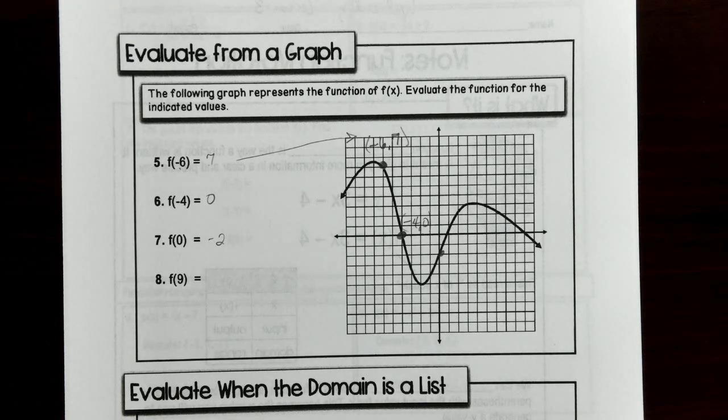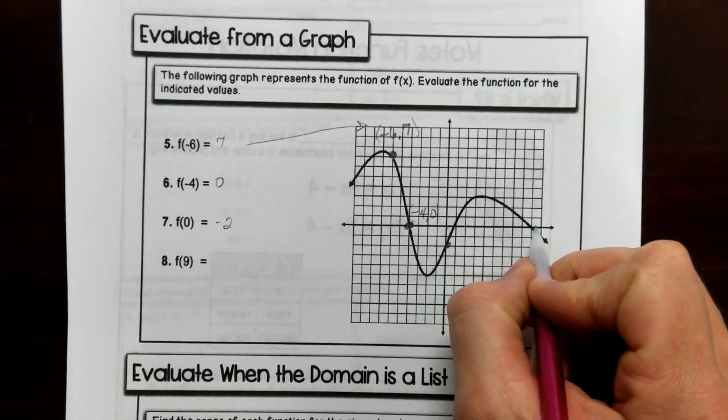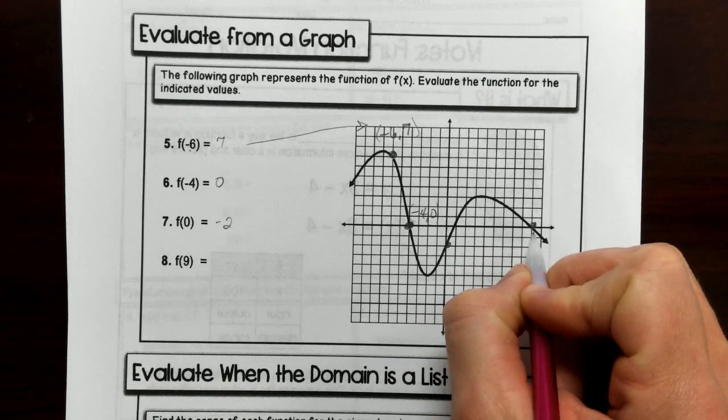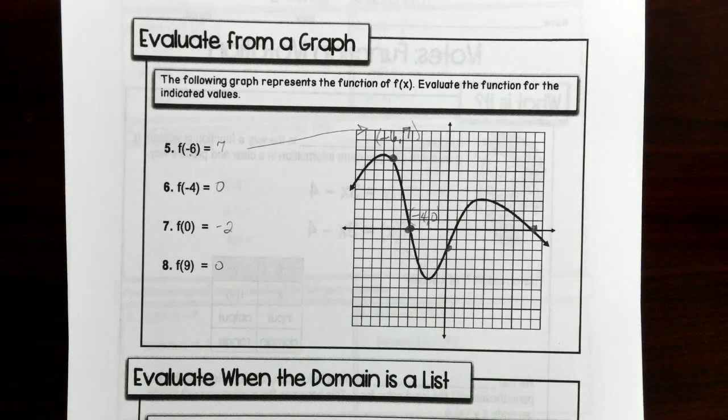I got 0. You got 0 for f of 9? Yeah. Perfect. There's your point. Go over to 9. There it is.